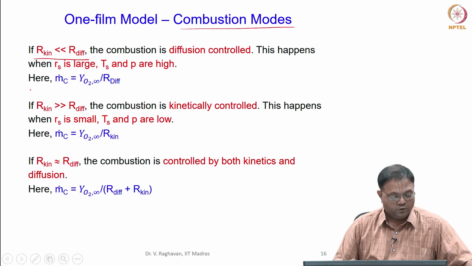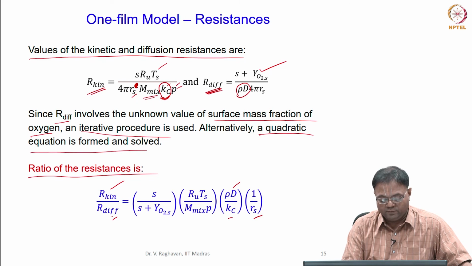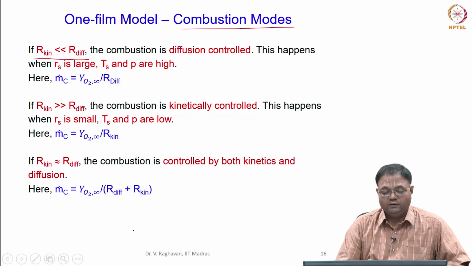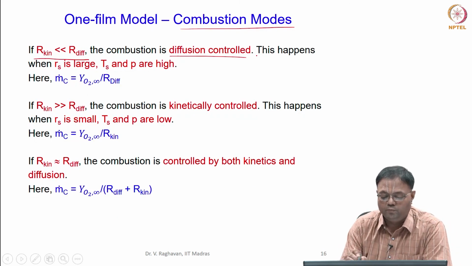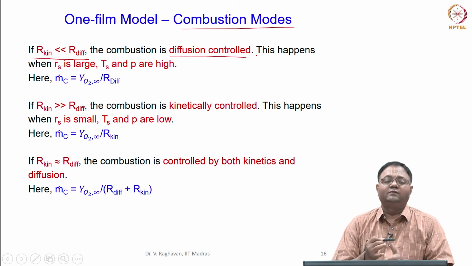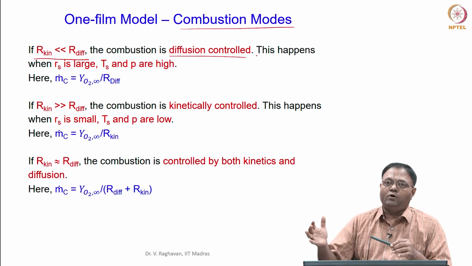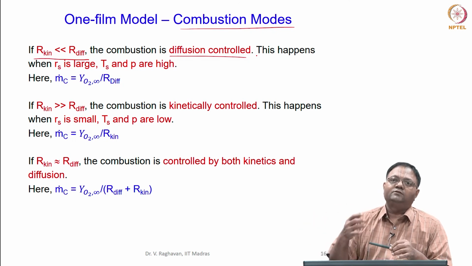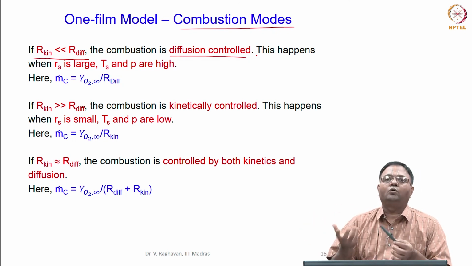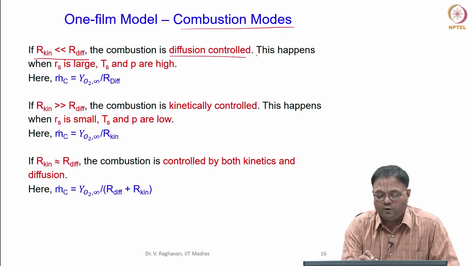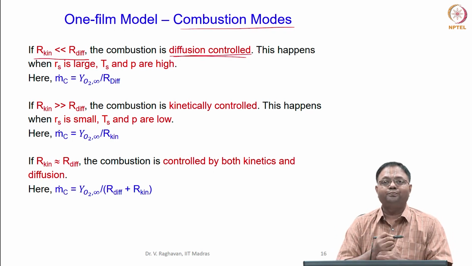then it is diffusion controlled, because kinetic resistance is very less. So kinetics is very fast. What is controlling is the amount of oxygen which is reaching the surface, that is controlled by the diffusion. So that is going to control the entire process. So the process will be diffusion controlled, correct.